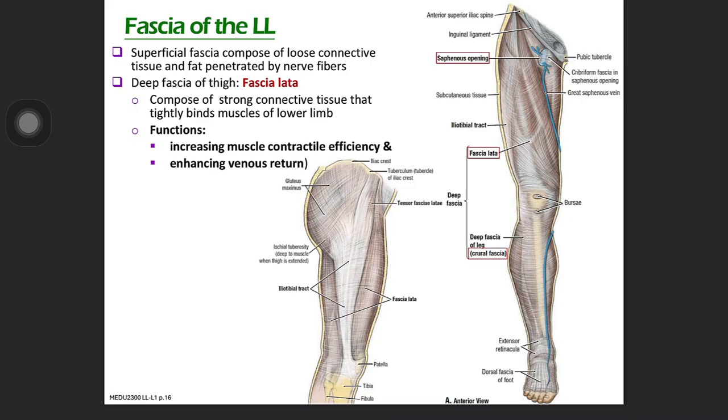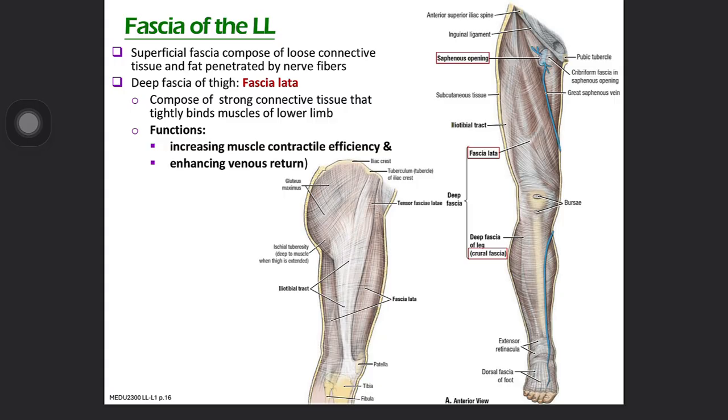Okay, so the fascia here. Let's take a look. Fascia is composed of loose connective tissue and fat penetrated by nerve fibers. It's like a stocking, the ladies' stocking. You know what a stocking is? The 絲襪. It's a rough and tough stocking. It helps to increase the muscle contractile efficiency and also enhance the venous return as well.